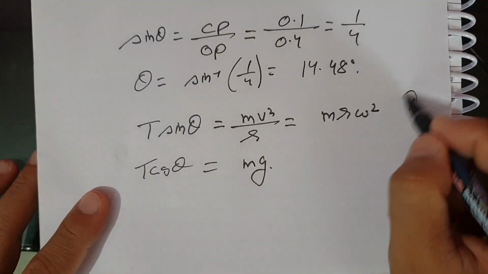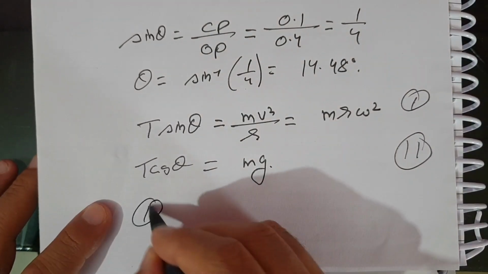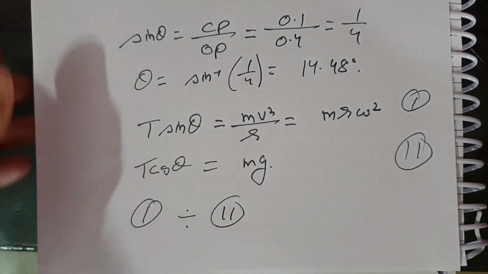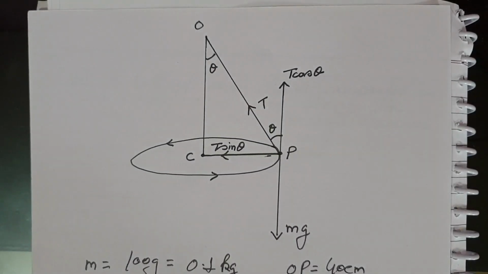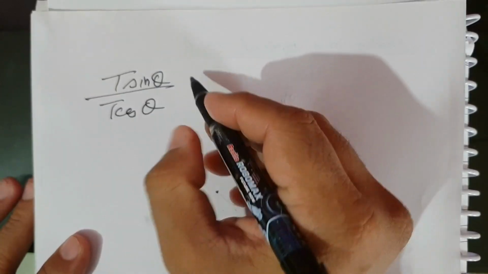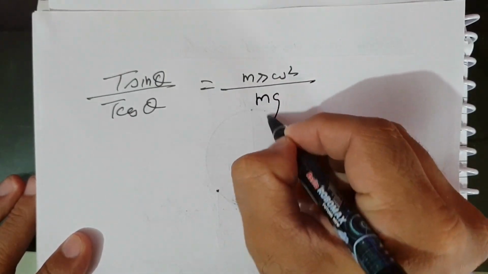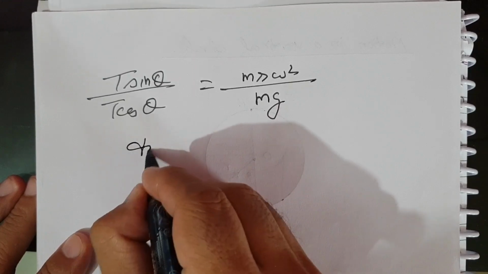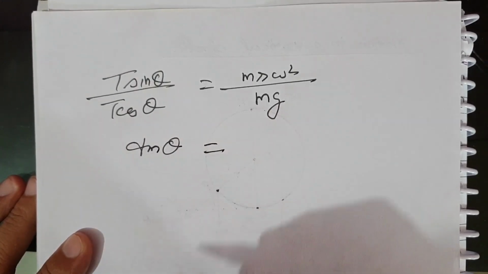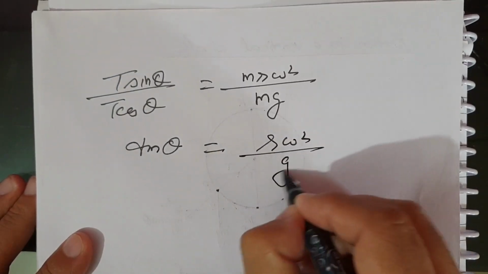Now taking equation 1 and equation 2, doing 1 by 2, means 1 divided by 2. That will be T sin theta by T cos theta, which equals m r omega square by mg. You know that this will become tan theta. So tan theta equals r omega square by g.